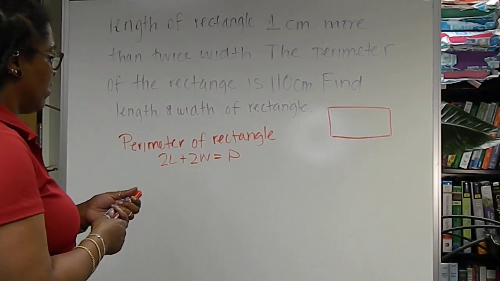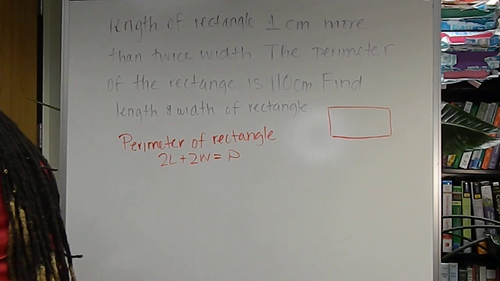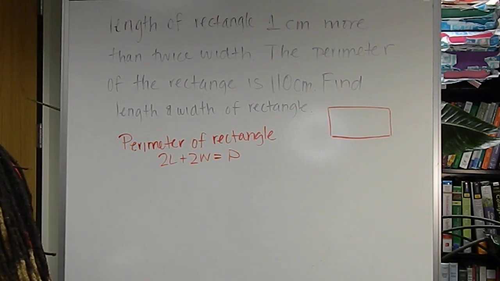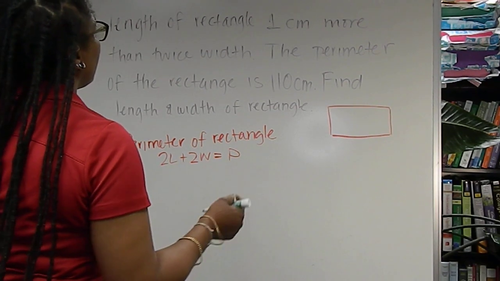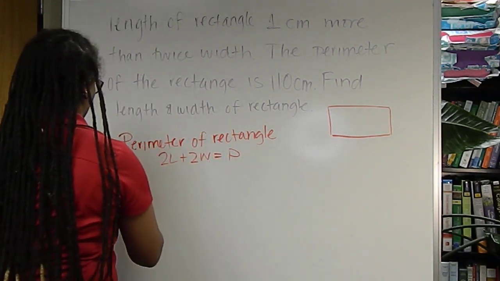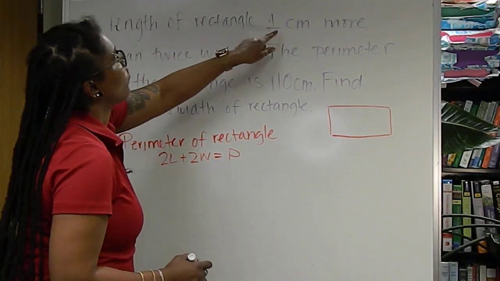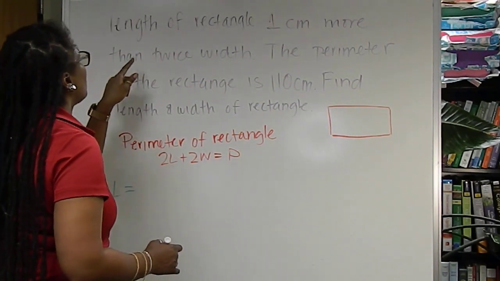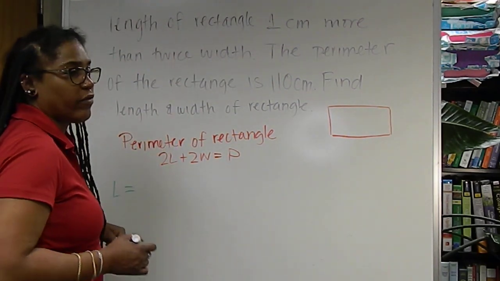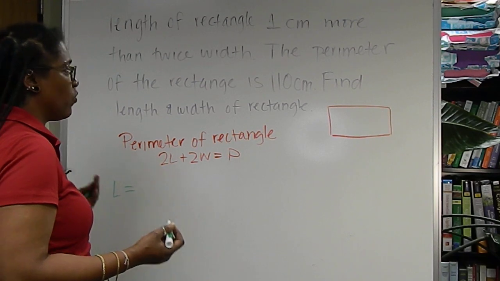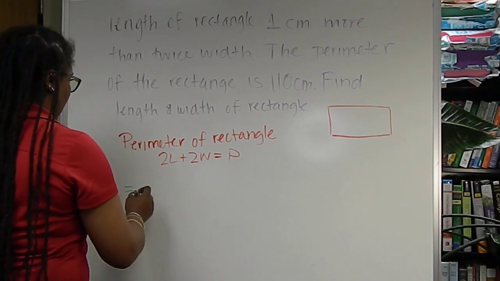Before we do that, let's identify our parts. Length is equal to what? Length is 1 centimeter more than twice the width. Well, how do we represent twice the width? L is the length.